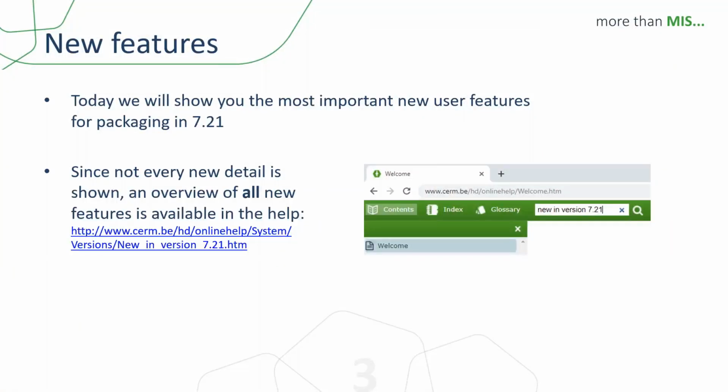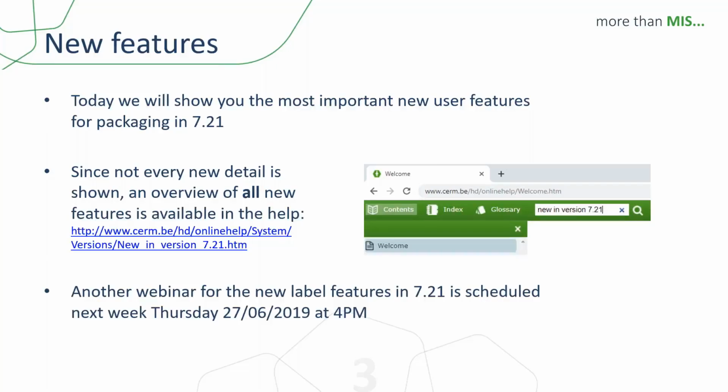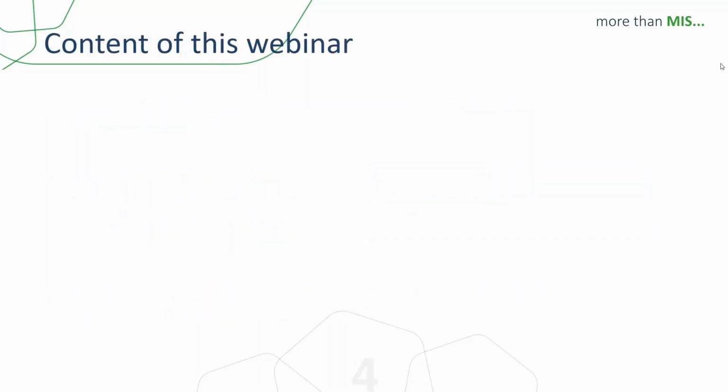Since not every new detail is shown, an overview of all new features is available in the help. Another webinar for the new label features in 7.21 is scheduled next week, Thursday, 27th of June at 4 p.m. Over to you, Peter.